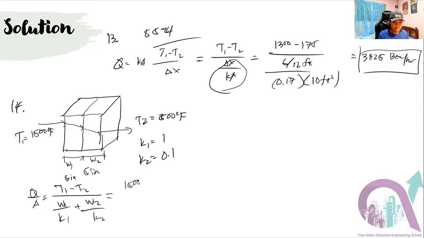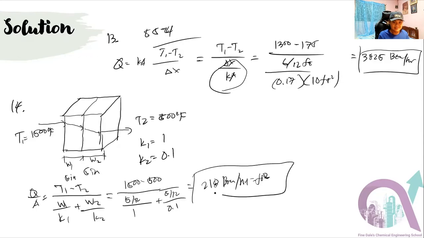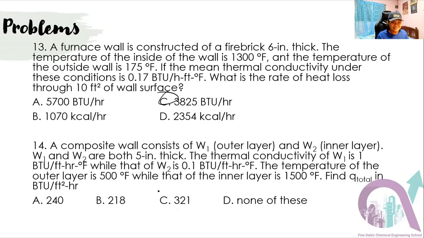You have 1,500 here, 500 there. And you have 5 over 12 because you're converting it to feet. And then you have 1 here, and 5 over 12 also, 0.1. You will get 218 BTU per hour per square foot. Yeah, 218. So that's letter A.